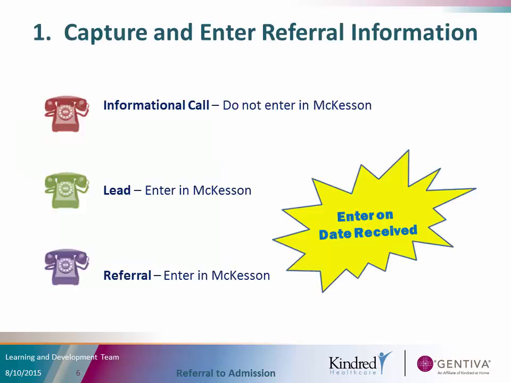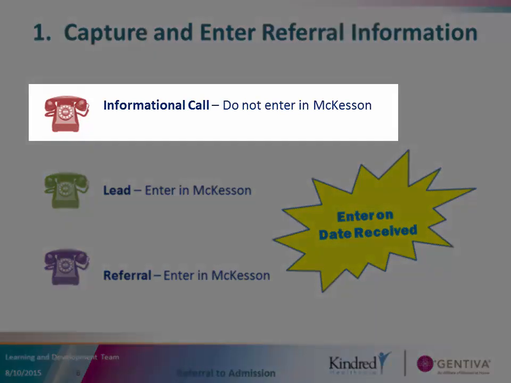The first step of the process is all about capturing and entering the patient information into McKesson Hospice. When someone calls the office to talk about hospice care, we can classify these calls into 3 different categories. So let's review what those types of calls are. An informational call is typically one in which the caller is just calling to ask questions about hospice services. The caller doesn't provide any patient information, so nothing is entered in McKesson Hospice.